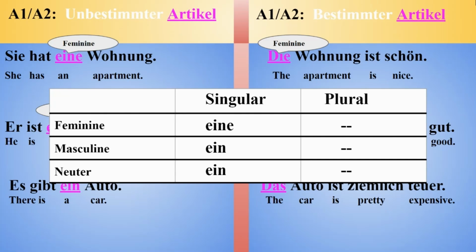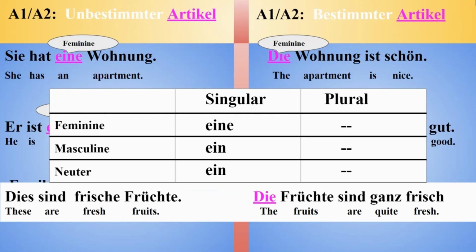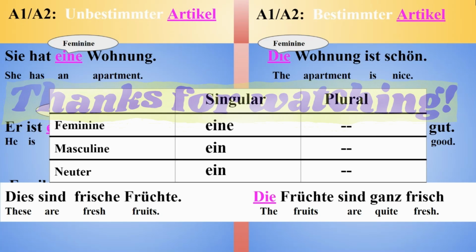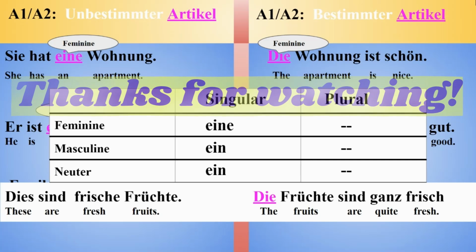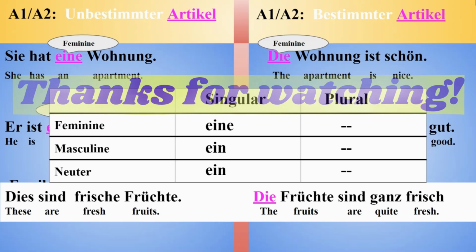For example, these sind frische Früchte. These are fresh fruits. Die Früchte sind ganz frisch. The fruits are quite fresh. Observe that in this case we cannot say ein or eine as a plural. Hence, in the case of plural, there is no unbestimmte article. But when the article is negative, then the plural has an article. But this we will be learning in the forthcoming lecture.